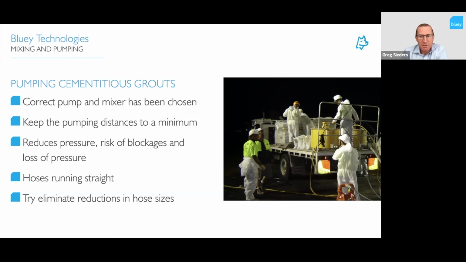Have your hoses running straight, with no bends; try to eliminate as many bends as possible. Also eliminate reductions in hose sizes. The more reductions, if you're going from a 4-inch down to a 3 and 2 inches in hoses, every reduction is more pressure and more risk of blockages. If you have to have any reductions, make sure that they're a conical reduction in your hoses.